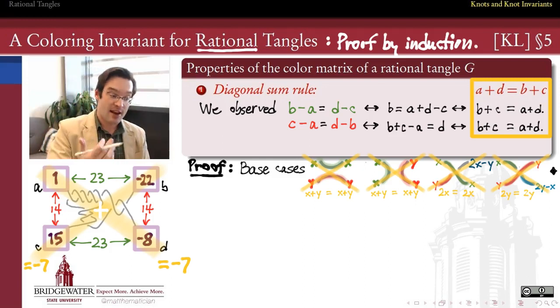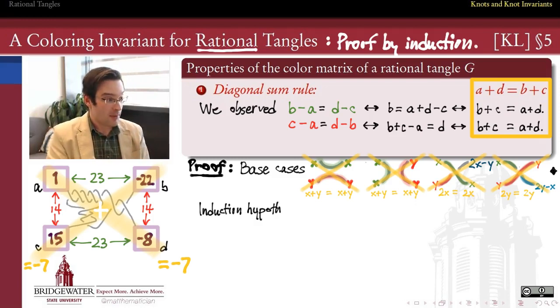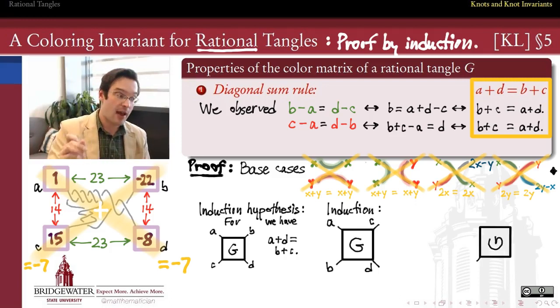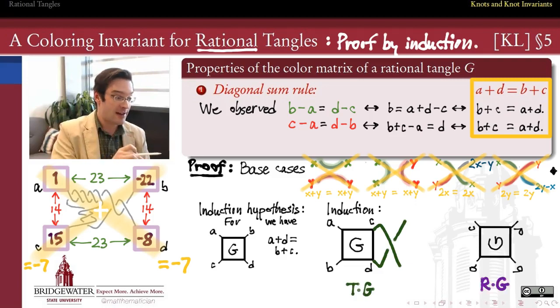Now I just have to satisfy the inductive step. So I make my induction hypothesis. My induction hypothesis is that if I start with a rational tangle G that has n crossings in it, I'm going to assume that the diagonal sum rule is satisfied for that tangle. My induction step is going to be then to figure out whether the diagonal sum rule is still satisfied for that tangle having been operated on by a twist, and that tangle having been operated on by a rotation.